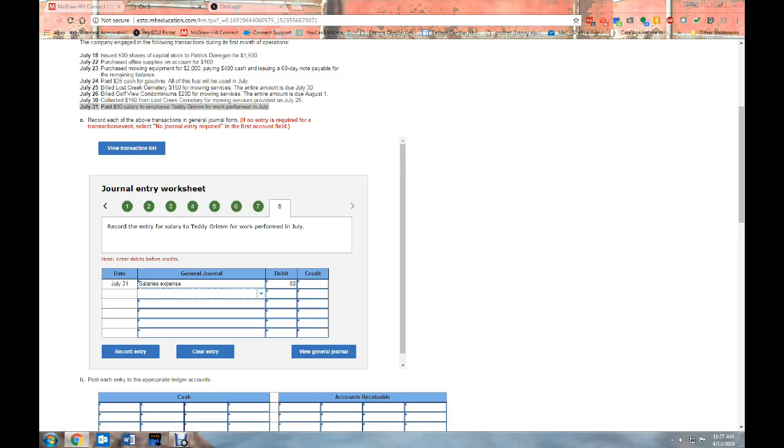Now, I actually paid Teddy. I didn't promise to pay him. I actually paid him. Therefore, cash has to be my second account. Cash is an asset. It's decreasing. Therefore, a credit entry is required.